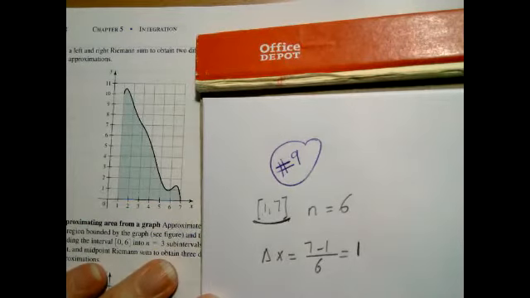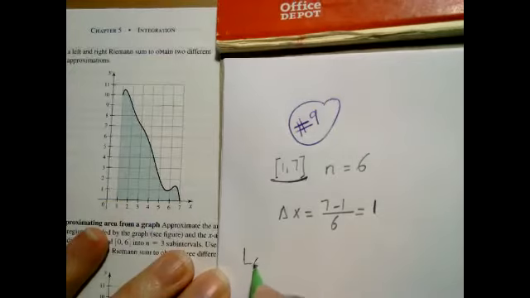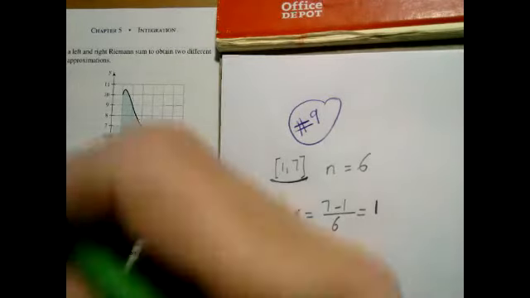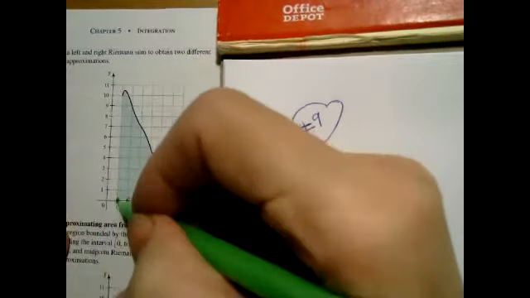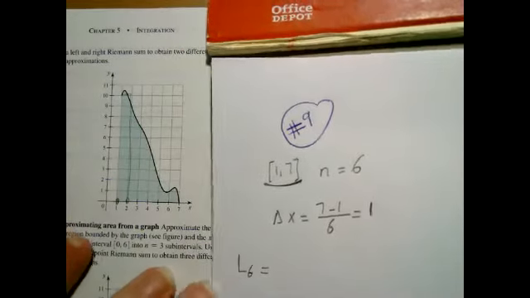Okay, so I will do the left sum, and then the right sum will be exactly the same. So we have L6, which means the left sum. Every interval is the output at the left point times the width. We can have a little table to make this problem a bit easier, giving the value at each point: 1, 2, 3, 4, 5, 6, 7.